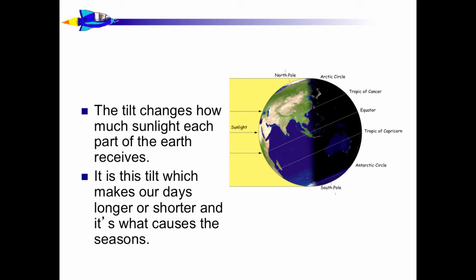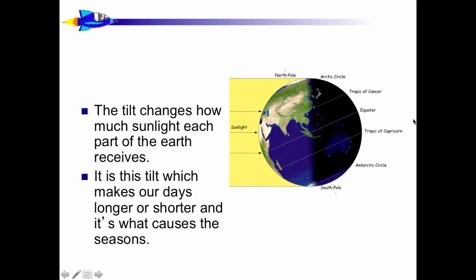Now, the tilt also makes our days longer and shorter, and it's what causes our seasons. As I said, if the hemisphere is tilted towards the sun, we are going to receive more direct sunlight, and we call that summer. Whatever the northern hemisphere is doing, just keep in mind the southern hemisphere is always doing the opposite. So if we are having summer, tilted towards the sun and having direct sunlight, that means the southern hemisphere is tilted away from the sun. They're in winter and they have indirect sunlight.